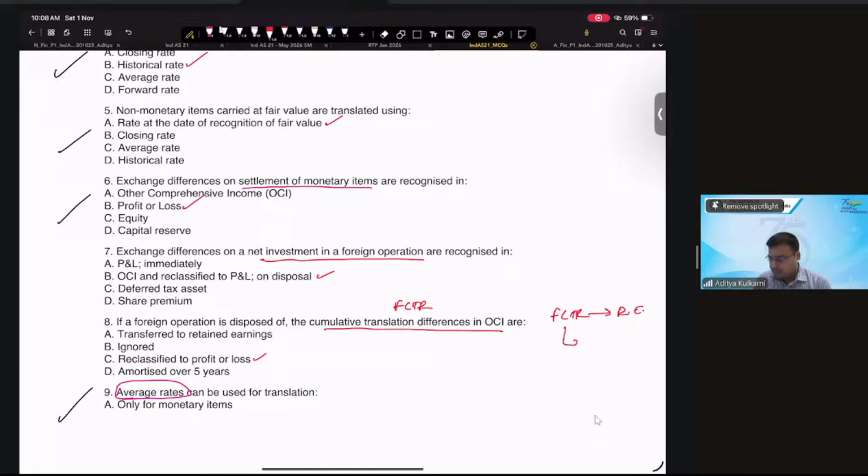But in between, P&L comes in, right? It goes through P&L and then goes here. So this hits your P&L. Your profit goes up or down for the year. That should happen. So reclassified to P&L.